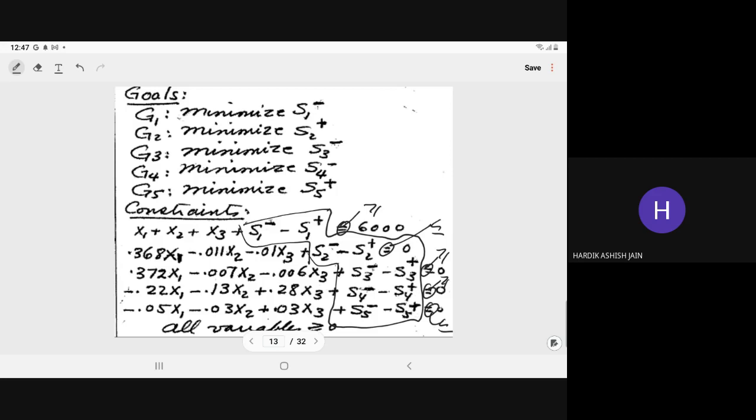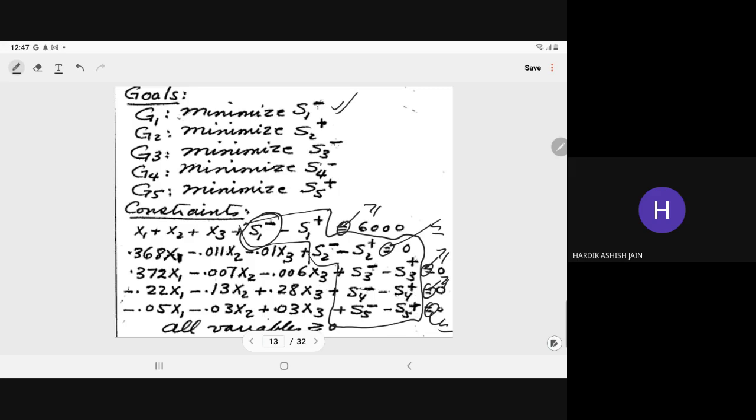So the least deviation for the first constraint will be this, meaning consumption cannot be less than 6,000. Consumption must be more than 6,000. So here minimize S1 minus.